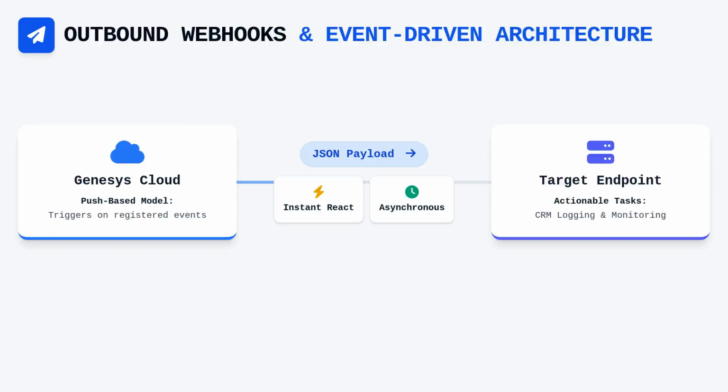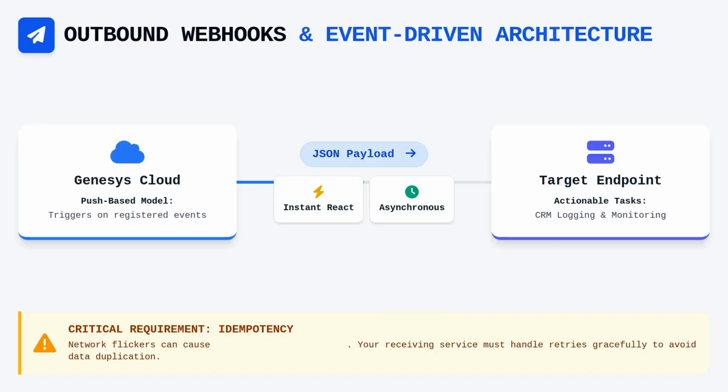This proves essential for scenarios like logging interactions to external CRM systems or notifying a monitoring service of a critical system state change. Because these notifications are asynchronous, you must focus on the idempotency of your target endpoints.